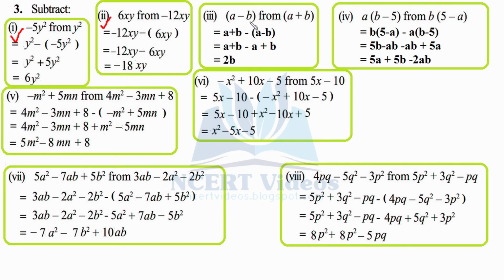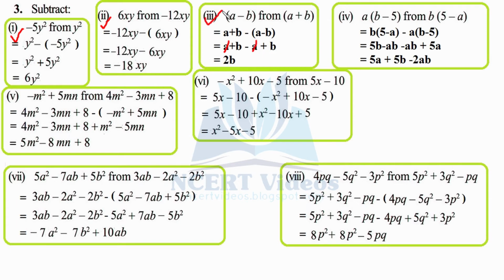Third, from part first, minus because we are subtracting, this term in bracket. This as it is, minus a minus minus is plus b. Cancelling opportunity, cannot be cancelled, therefore 2b.